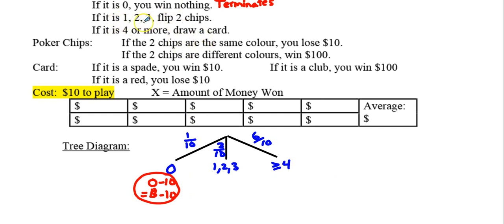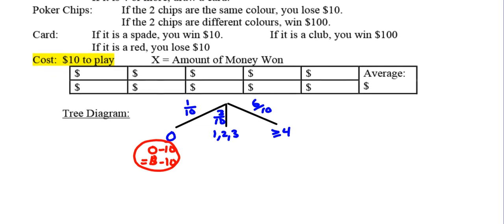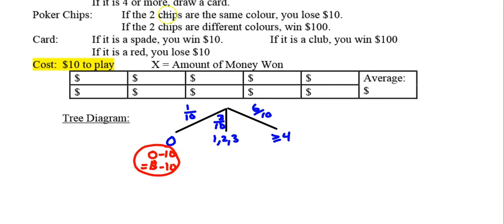All right, now, if you roll a 1, 2, or 3, you flip 2 chips. For the two chips, there are different colors on each side. So if you flip them and the two chips are the same color, you lose 10. If they are different colors, you win $100. So there are two outcomes that are going to come off this branch. In this case, they're either going to be the same or they're going to be different.